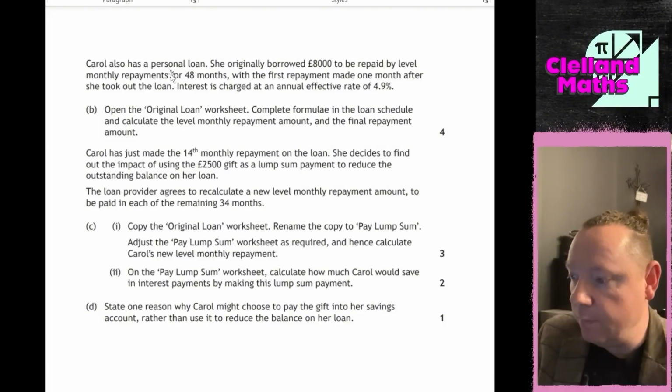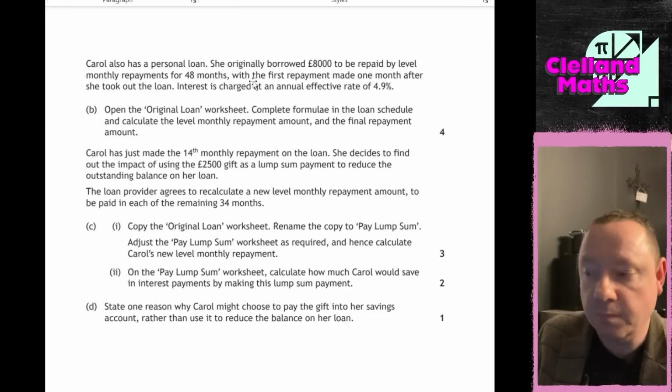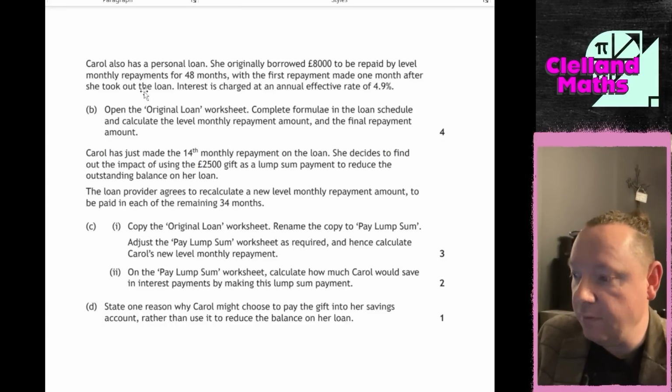So here's the Excel part. She has a personal loan. She borrowed £8,000 to be paid by level monthly payments for 48 months. The first repayment made one month after the loan.